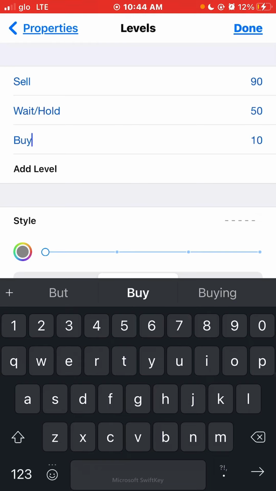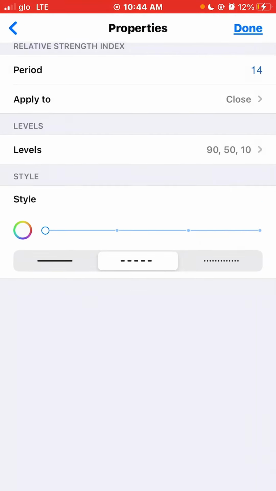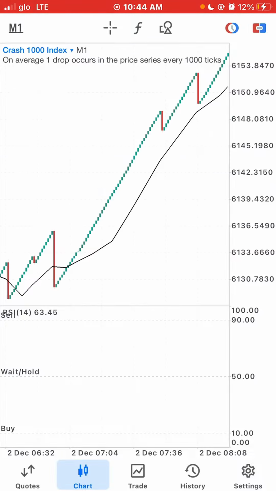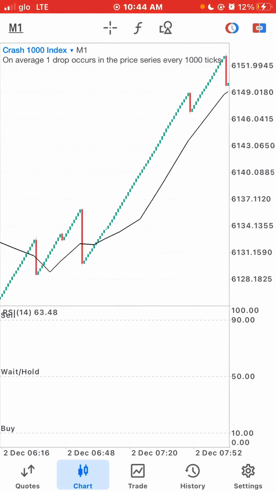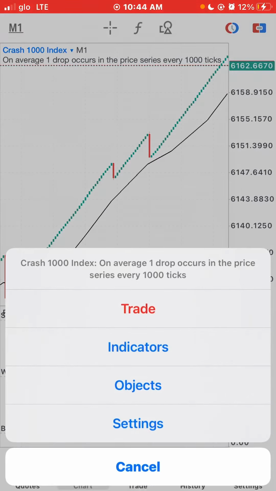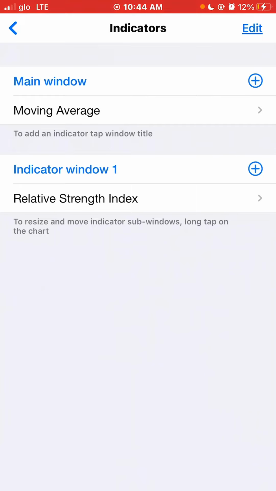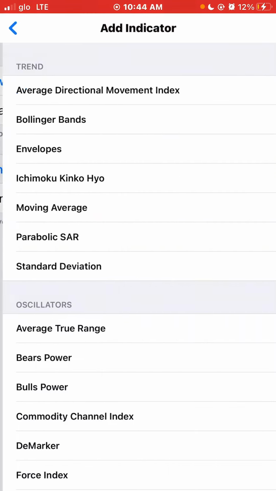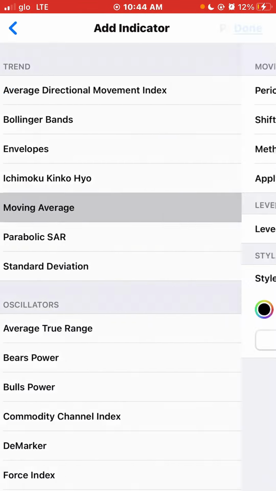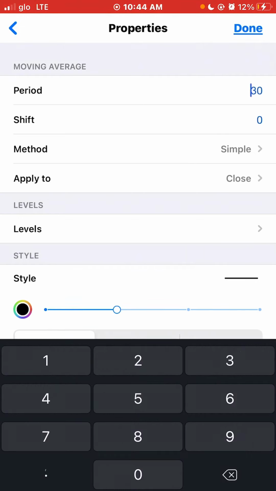Then you click done, and you also click done. Now we have the RSI window appearing in our chart. The last indicator you want to add is a moving average, but you're not going to add it to the main chart. You're going to add it to the indicator window 1. So you look for the moving average, and the period is 1.